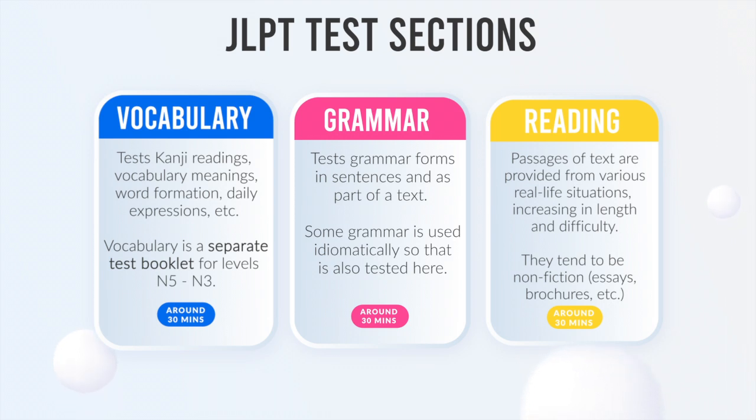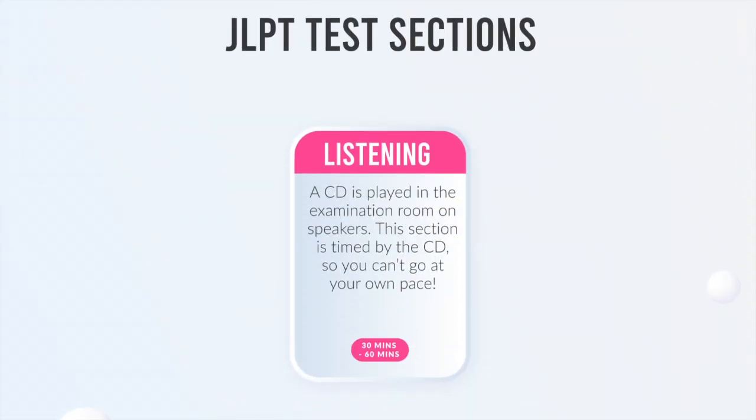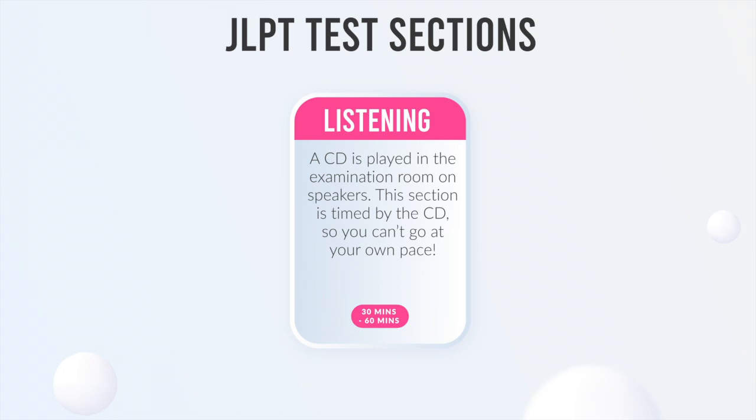At N1 and N2 level, these are all part of one test. However, because there are fewer test items in vocabulary and grammar for N3, N4, and N5, vocabulary is a separate test, whilst grammar and reading are placed in the same test, so nothing from the vocabulary section can give you a hint for the grammar and reading section. The listening section is always a separate test.